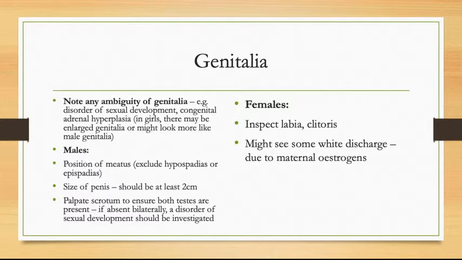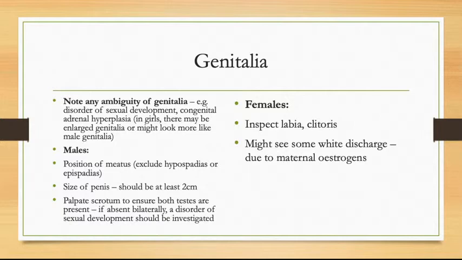After we've done both tests, we can look at the genitalia. You have to make sure that there's no ambiguity of genitalia, because this can be a sign of disorder of sexual development or congenital adrenal hyperplasia. So in CAH, boys will have normal genitalia, but girls can have an enlarged clitoris, or the genitalia might look more like a male's one.